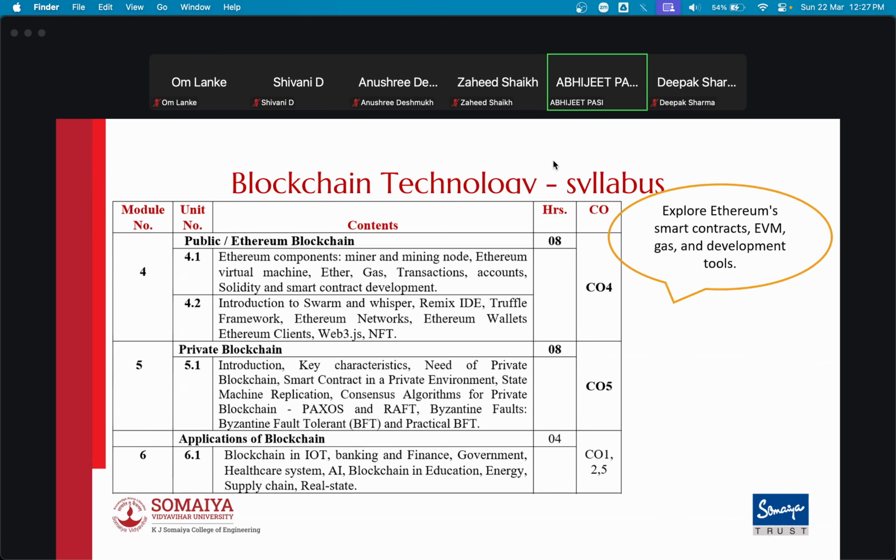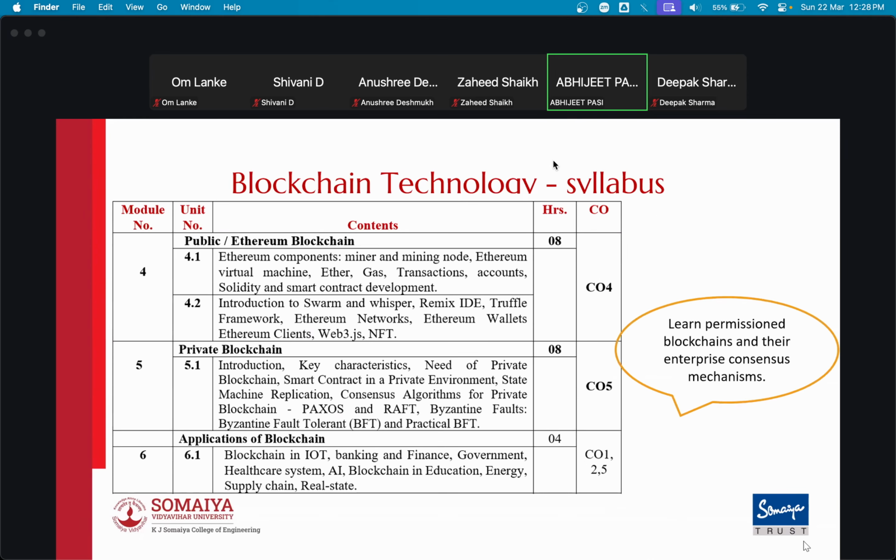When it comes to module number 4, we will see the different types of networks. Basically blockchain has two types of networks: the public network, that is Ethereum, and the private network, which any organization can have. With the help of the public network, how things will match, how the virtual machine is considered, and how this entire thing can work into NFTs or in Web3.js. We will be performing some practicals with the help of Remix IDE and the Truffle framework. Those things will be learned in module number 4.